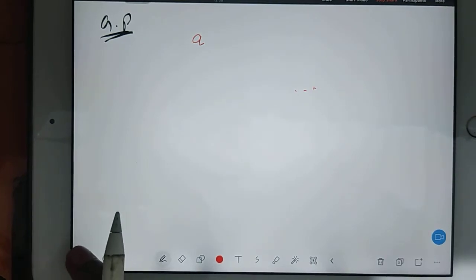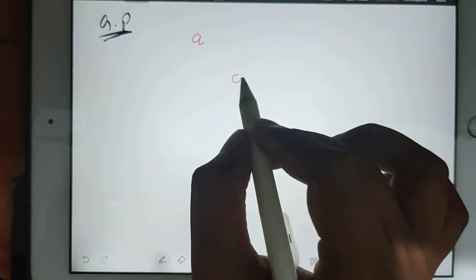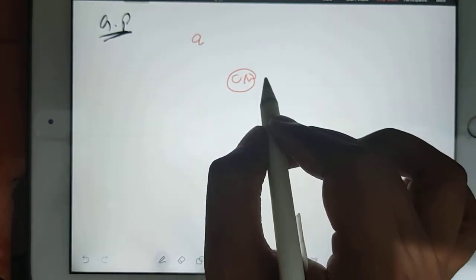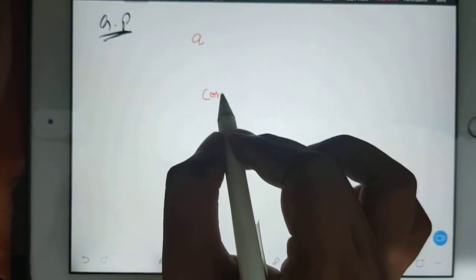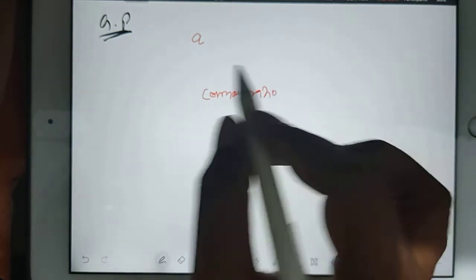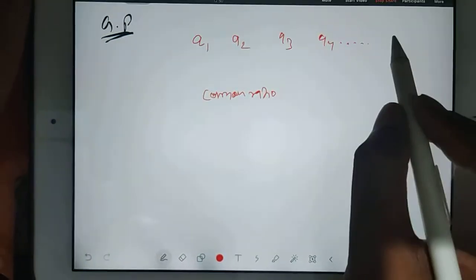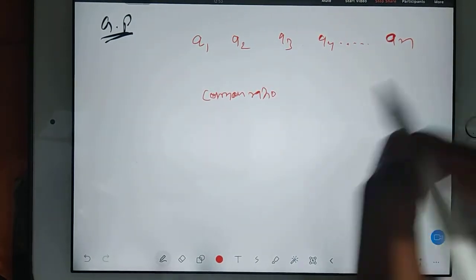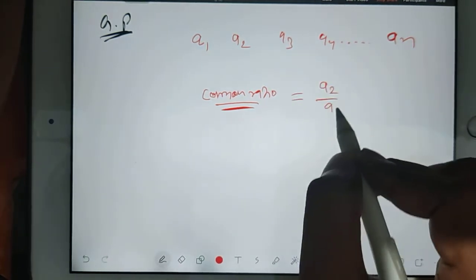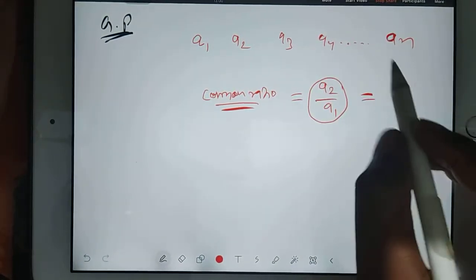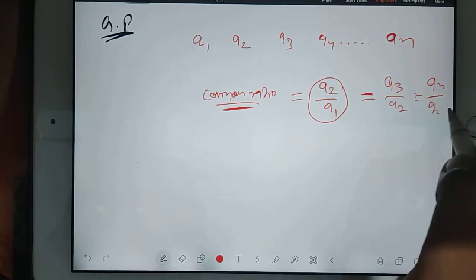In the same way we have GP also, but GP works on the product. So you find a common number that I will multiply by, and I will represent that common number as R. That number we call the common ratio. Suppose A1 is there, A2, A3, A4, and so on till AN. In this series we have a common ratio. Common ratio means A2 by A1. This ratio will be exactly equal to A3 by A2, and in the same way AN by AN minus 1.